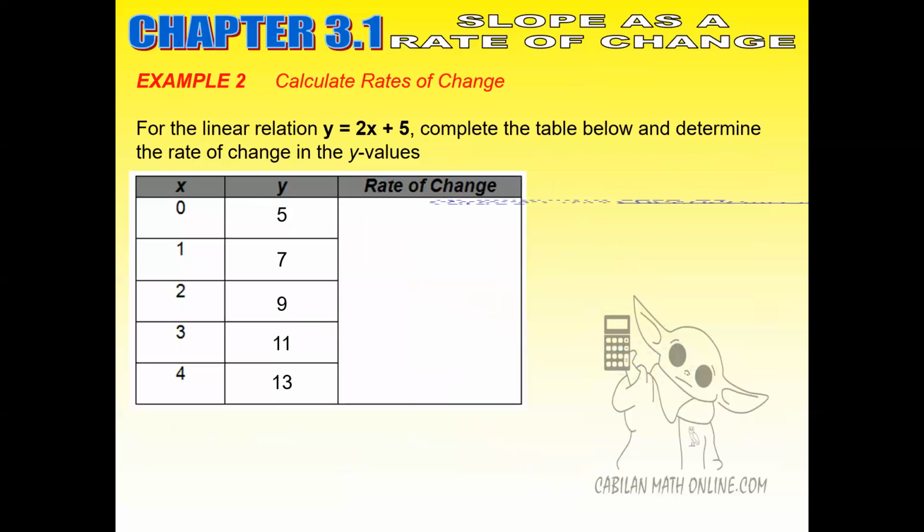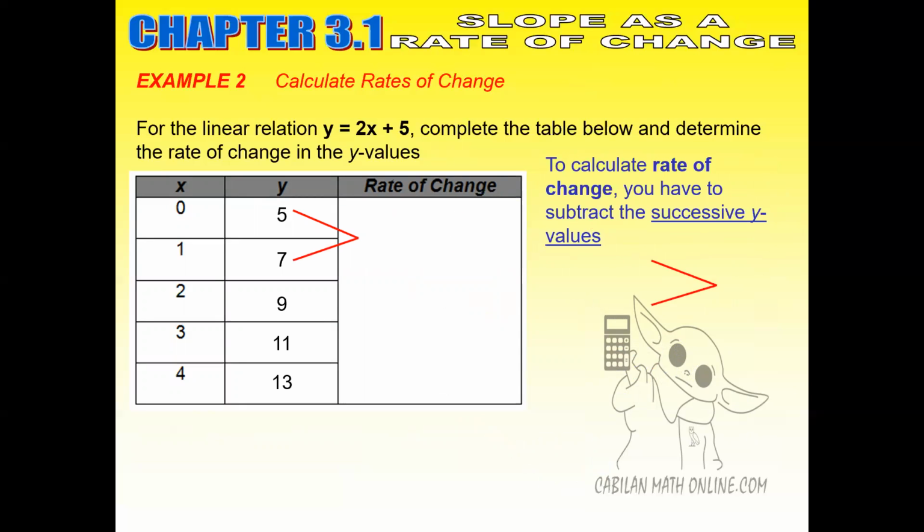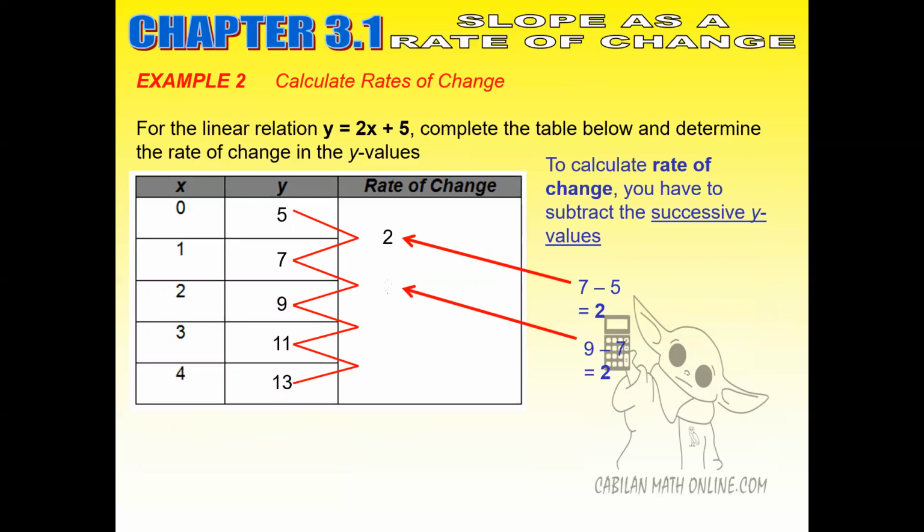Now, what I want to show you here is how to calculate the rate of change using what are called successive y values. All we're going to do here is subtract the successive y values. The way we do that is to take the number, for example, 5, and then subtract it from 7. So what we have here is 7 minus 5, which gives me 2. Next one here, we're going to take the 7, subtract it from the 9, which gives me 2. All I'm doing is subtracting the previous number from the one right after it, and again, all of these are 2.